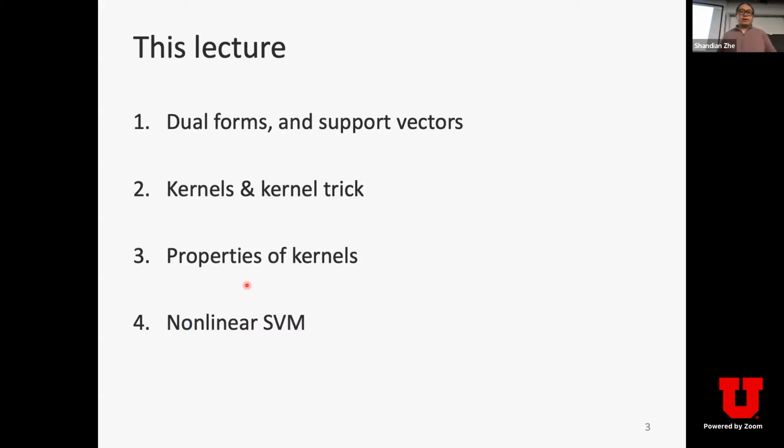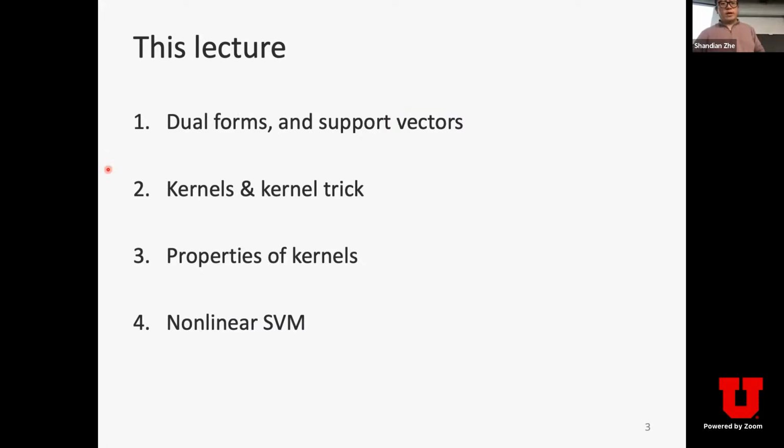Okay, so here is our plan. We're going to first introduce dual forms for the general constrained optimization problem. Then we're going to apply the dual form to support vector machines. Usually, the solution from the dual form is different from the solution from the primal form. But for support vector machines, because of its nice design, it's a convex optimization problem, so the solution of the dual is the same as the solution of the primal.